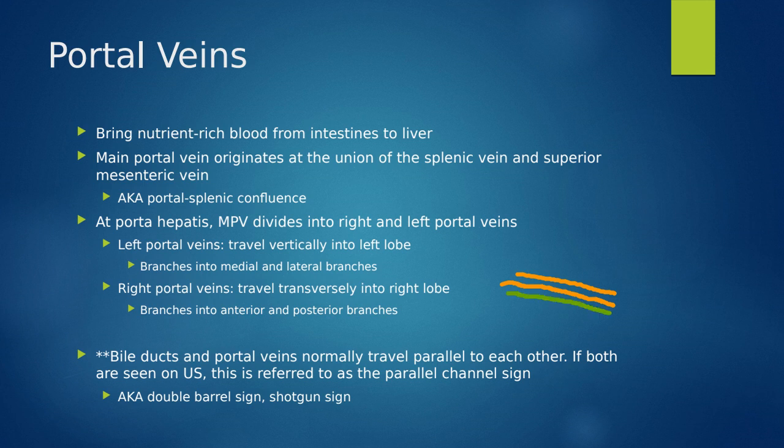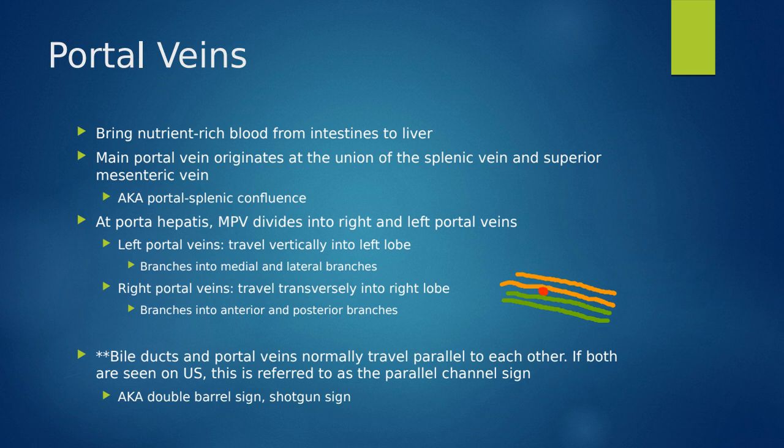And then usually perpendicular to the two, we'll have the hepatic artery. So because the portal vein and the bile duct are parallel, it gives us that shotgun sign, right? It's like, I don't really know guns or anything, but it has the two chambers, the two parallel tubes. I like to just reference it as the parallel channel sign because it's literally telling you exactly what it's going to look like.